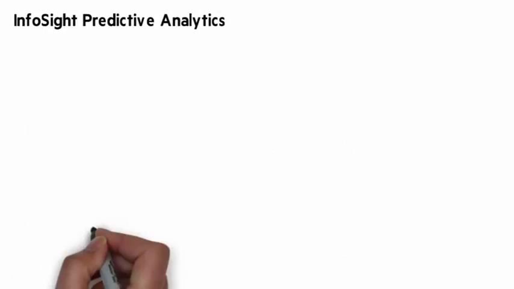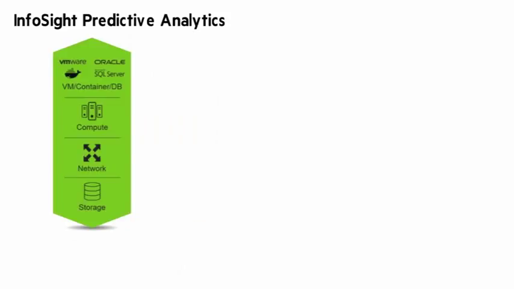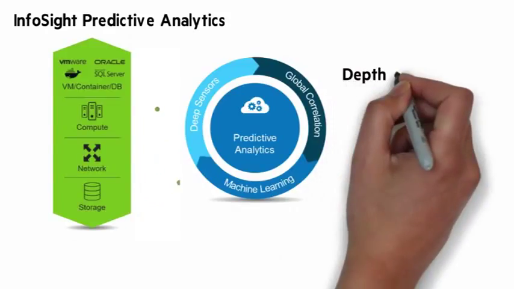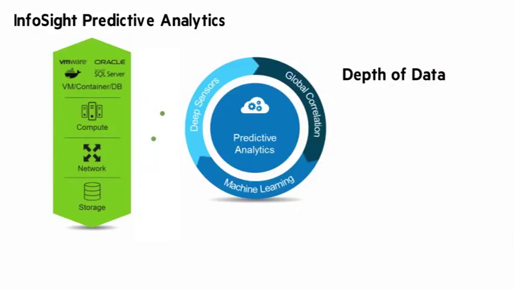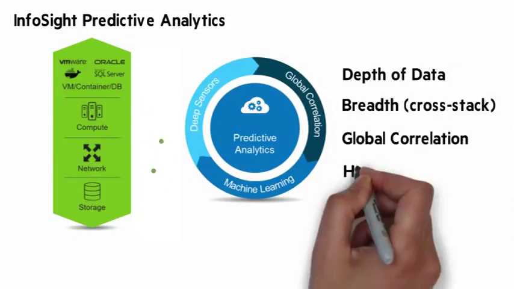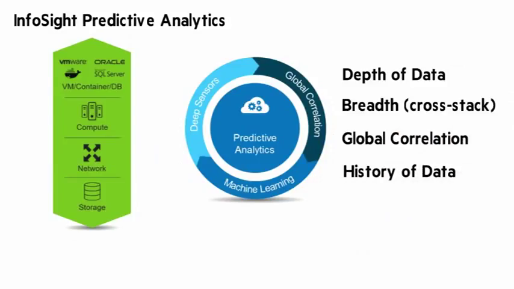InfoSight is a predictive analytics system that processes millions of sensor data points every second from across the infrastructure stack. It processes the information through a combination of predictive analytics, global correlation, comparing across all the systems around the world looking for anomalies, and machine learning in order to predict and prevent problems.